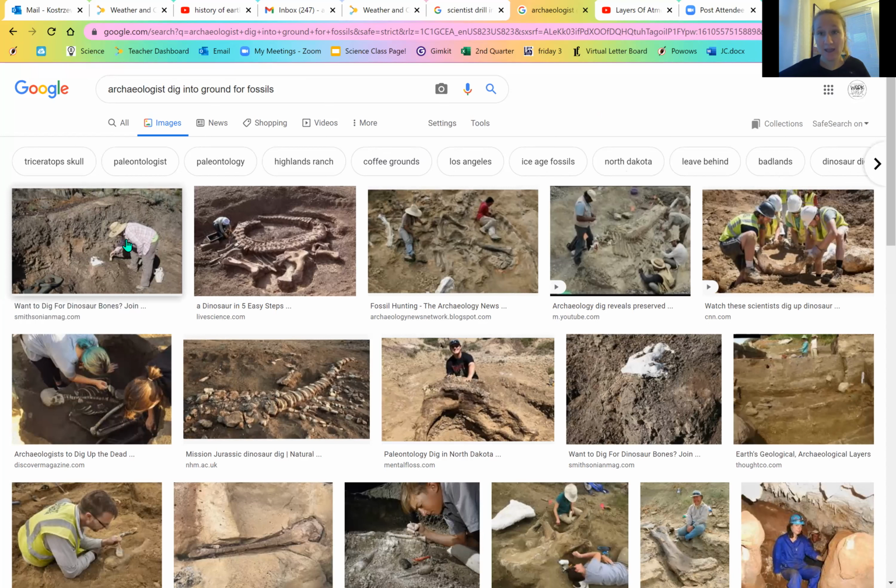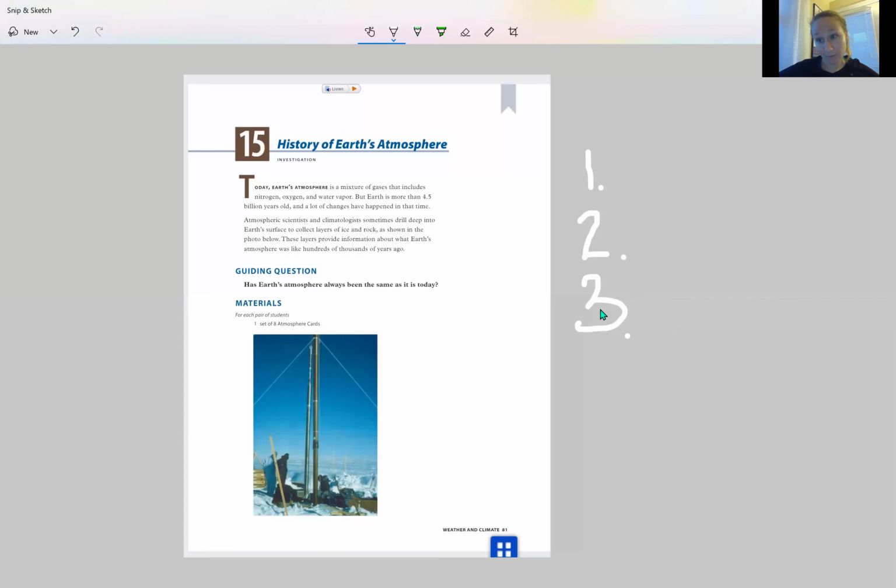Okay, so if I go back to my little chart here, the third point I want you to remember is that since Earth changes over a long period of time, scientists can drill into the ground, get an ice core, and study the changes that have been made over time. Okay, so those are the three takeaways from this lesson.